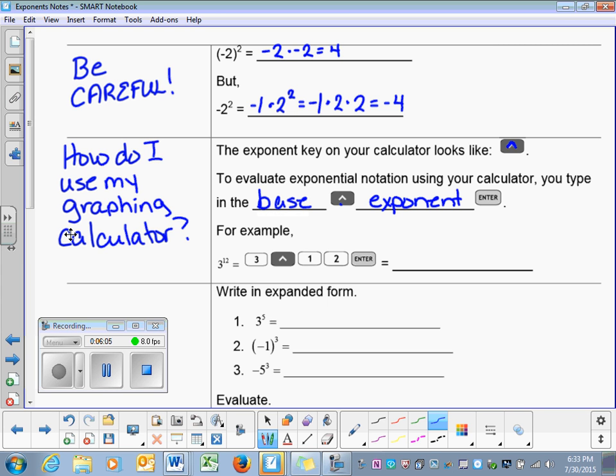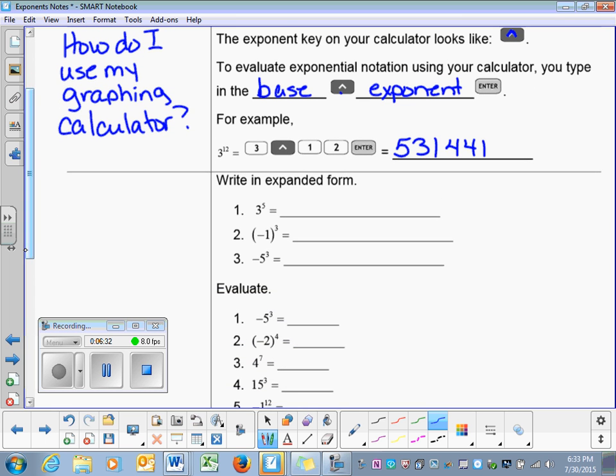So if I want to do 3 to the 12th power, I do not want to see anybody do 3 times 3 times 3 times 3, 12 times. You're going to lose track of how many times you've done it. Instead, we're going to do 3, the exponent key, 12 for our exponent, and press enter, and we get 531,441. Definitely don't want to do that by hand. The numbers are too big. Okay, so let's get some practice.